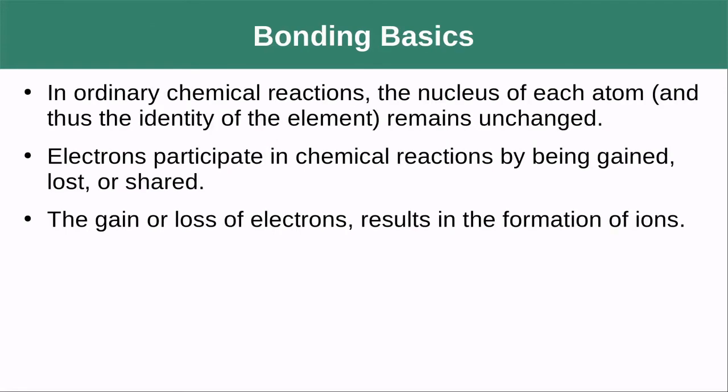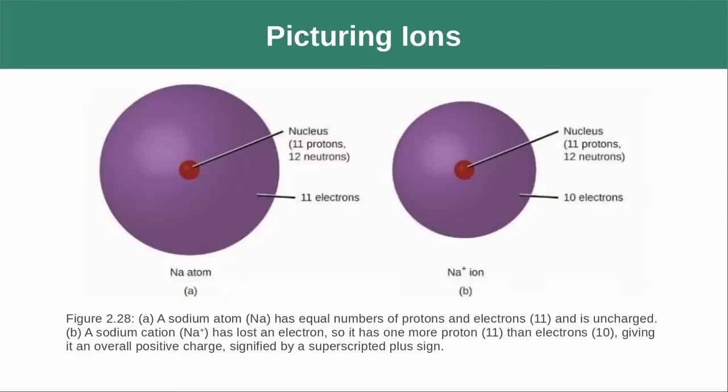So we've seen that in ordinary chemical reactions, the nucleus of each atom and thus the identity of the element remains unchanged. So electrons participate in chemical reactions, not protons. And that these different reactions are going to happen through the gain or loss of electrons to form ions. If we picture this, we have a sodium atom here. It has 11 electrons. When we remove one, it actually gets smaller. The radius decreases, we get 10 electrons, and it winds up getting this positive charge here because it's lost that negative electron.